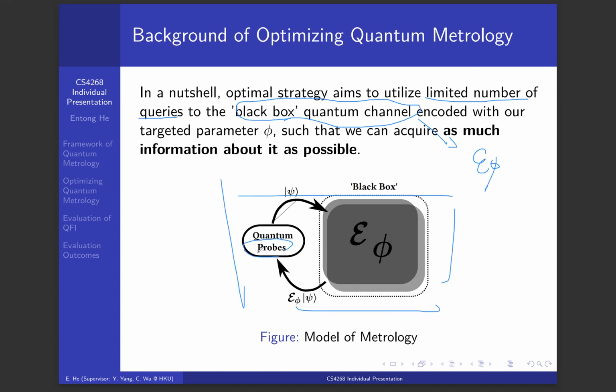So this is a picture. We have a collection of probes, and we take out one of them and send it to the black box quantum channel E_phi. After E_phi interacts with this quantum state, it goes back to the collection of quantum probes for future use. Every time we take out one of the quantum states and let it interact with the black box, and we will see, after using n of the black box quantum channels, how much we can get about the uncertainty of our prediction on the physical parameter.